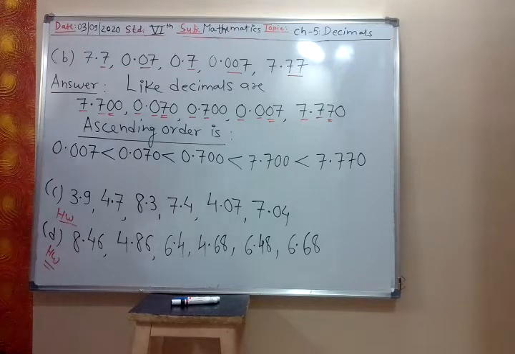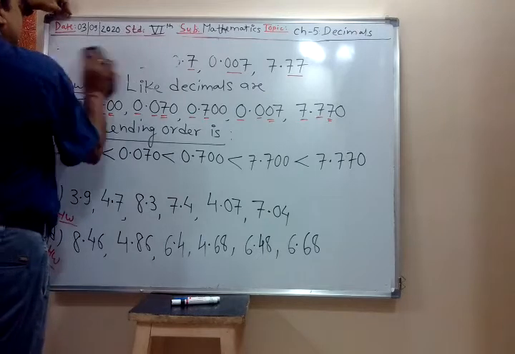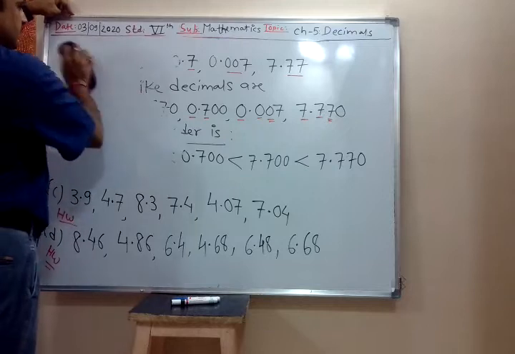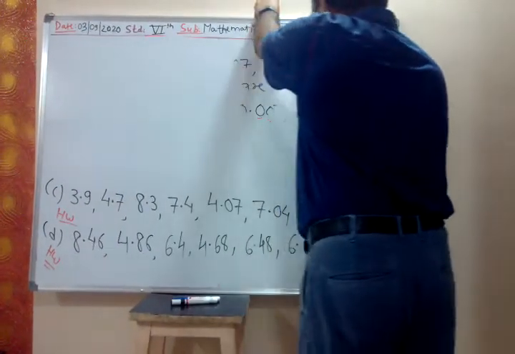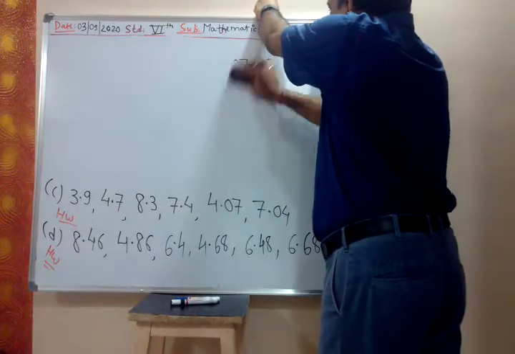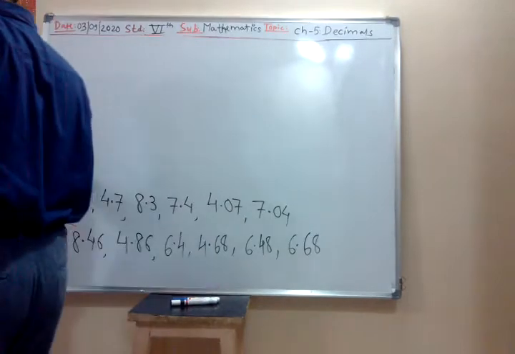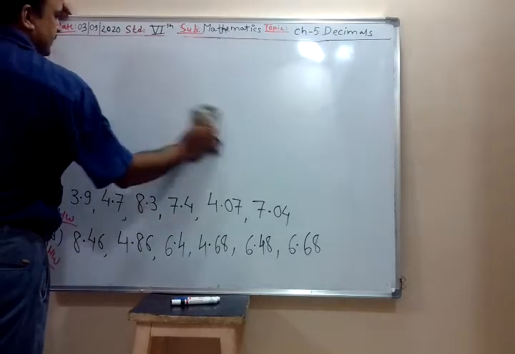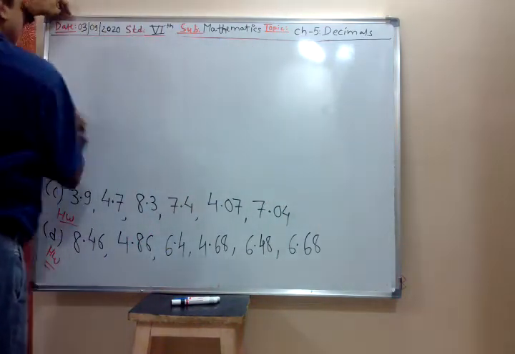Let us do the E part. Yes, write it fast. 5.5, yes. Arrange the numbers in ascending order.